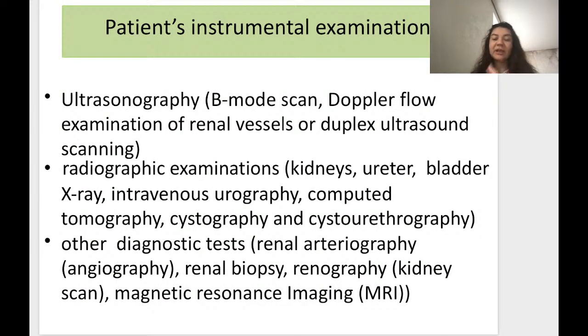Instrumental examination. We can visualize the urinary system and kidneys in several methods. First, the most useful is ultrasonography. Usually we use B-mode scan, Doppler flow examination of renal vessels, or duplex ultrasound scanning. Moreover, we can use radiographic examination with kidneys, ureter, bladder X-ray, intravenous urography, computer tomography, cystography, and cystoureterography.